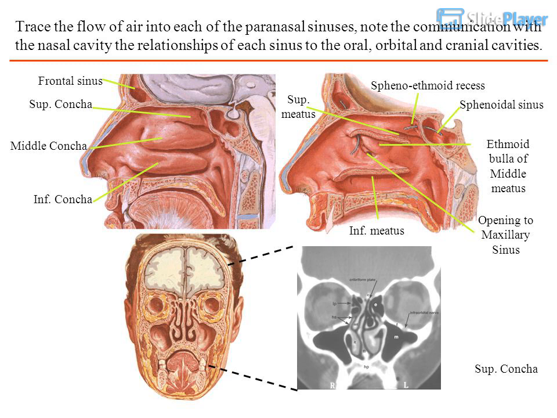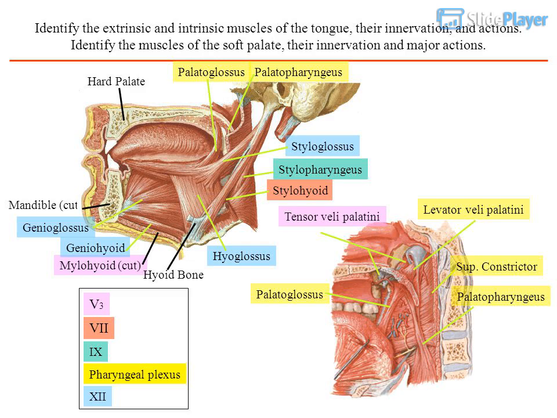Sphenoethmoid recess. Superior meatus. Superior concha. Sphenoidal sinus. Middle concha. Ethmoid bulla of middle meatus. Inferior concha. Opening to maxillary sinus. Inferior meatus. Superior concha. Identify the extrinsic and intrinsic muscles of the tongue, their innervation, and actions.